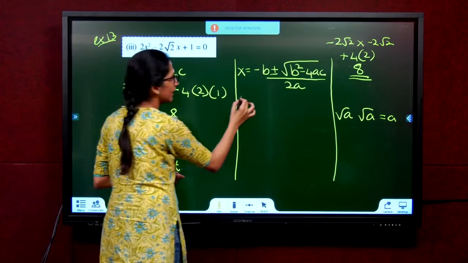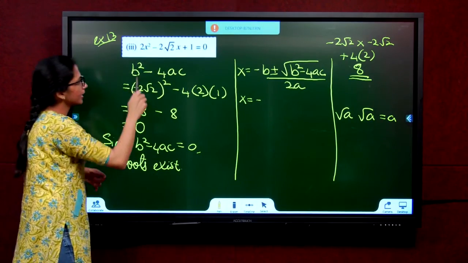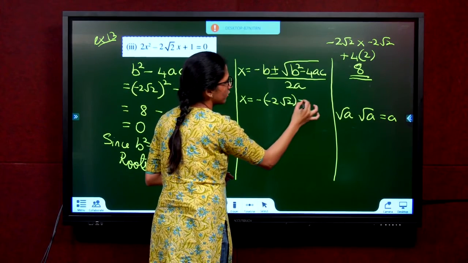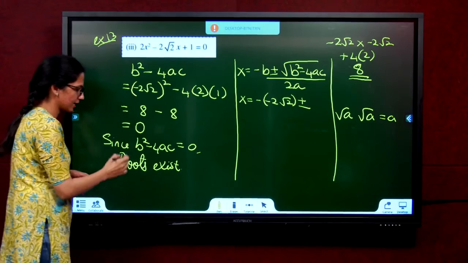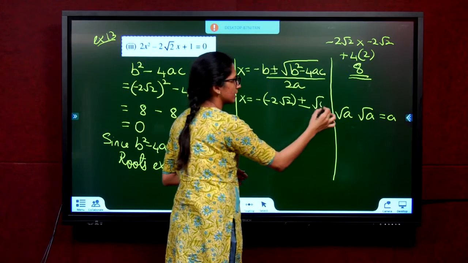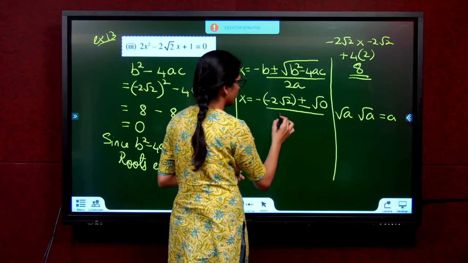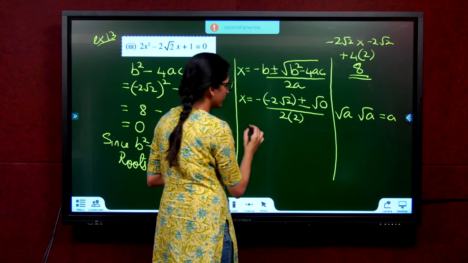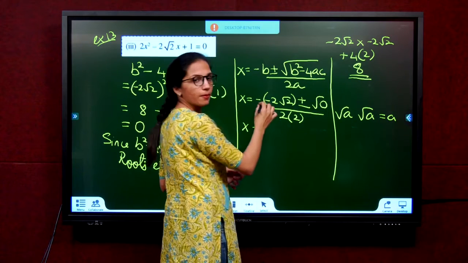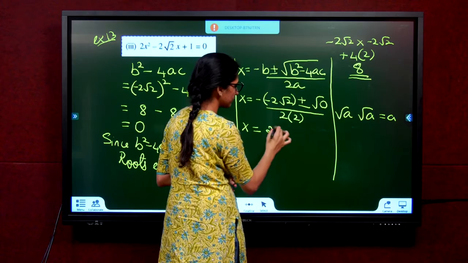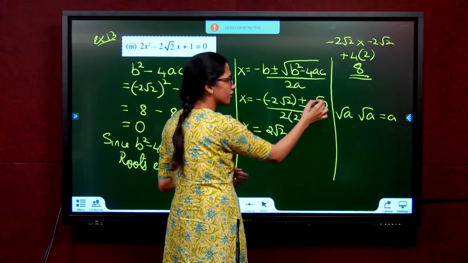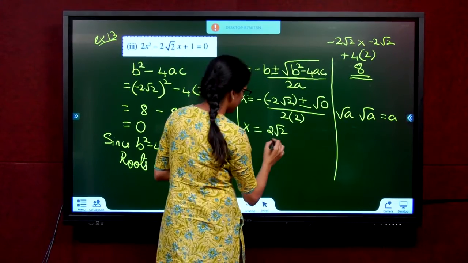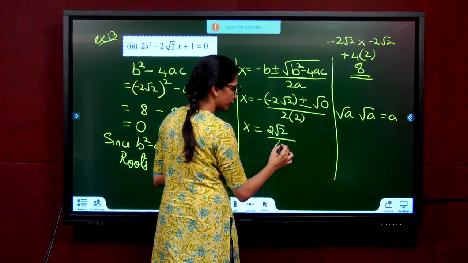Substitute. x is equal to minus b, which is minus 2 root 2, plus or minus, what is b square minus 4ac? 0, root 0, divided by 2 into a. A is again 2. So what are we left with? x is equal to minus into minus, plus 2 root 2 plus or minus root 0, which is nothing but 0. Plus or minus 0? Nothing. Divided by 2 into 2, 4.